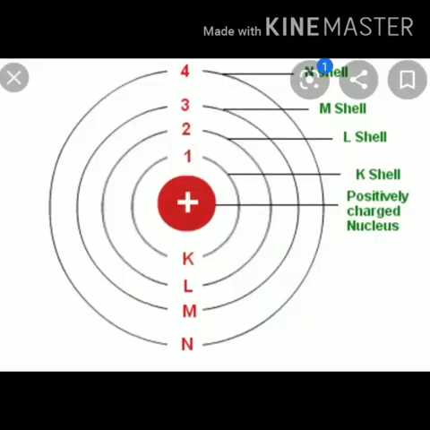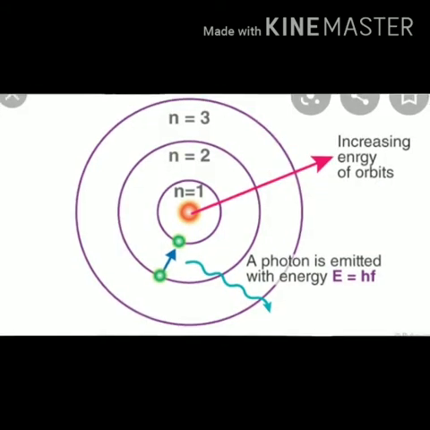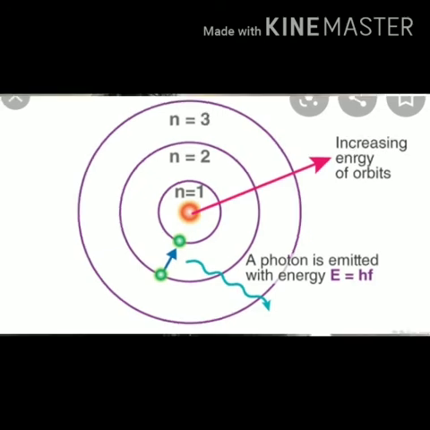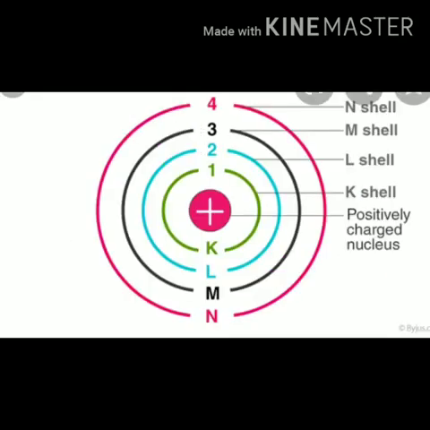Electrons do not lose energy as long as they are revolving in their particular energy level. Electrons lose energy when they move from a higher energy level to a lower energy level. Electrons gain energy when they move from a lower energy level to a higher energy level. The outermost shell of an atom is called the valence shell. These are the different views according to Chadwick and Bohr's atomic model.